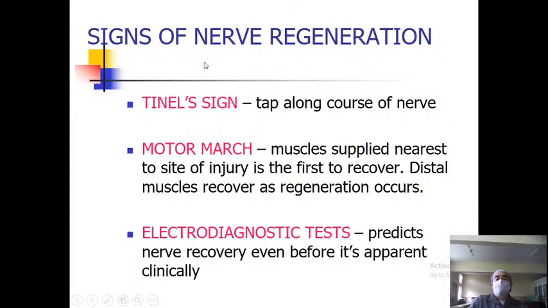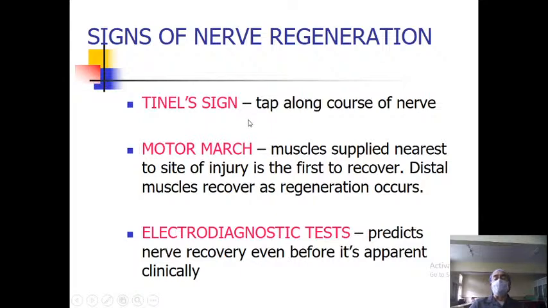What is a Tinel sign? If you tap along the course of a nerve, once a nerve is cut, then all of you know that it has to regenerate from proximal to distal. So if you want to know whether the nerve is regenerating or not, this Tinel sign helps you. If you tap along the course of the nerve, you get a funny sensation that indicates the place where the regeneration process is stopping at that particular point of time. So this is about the Tinel sign.